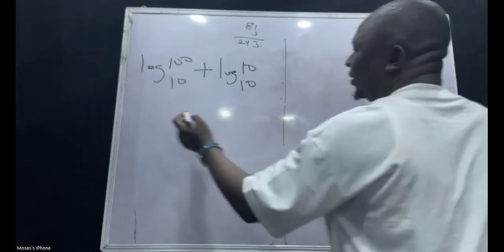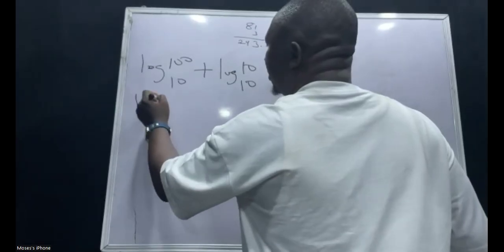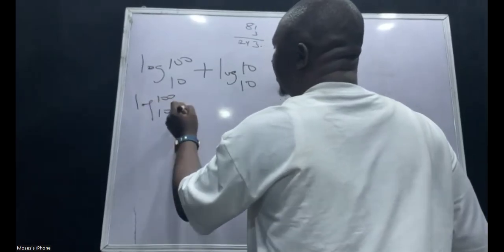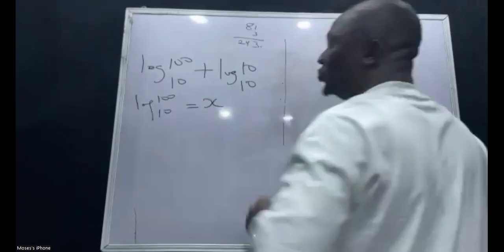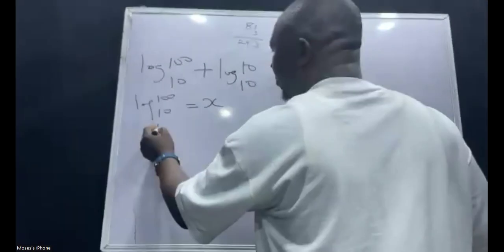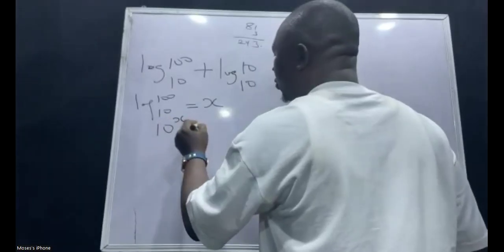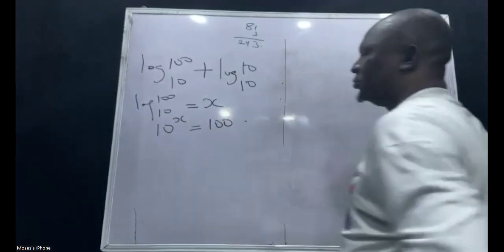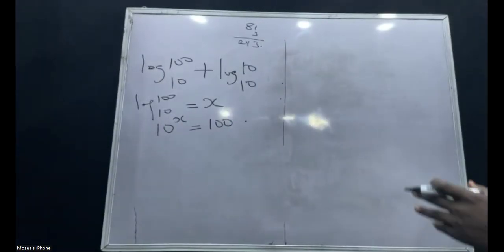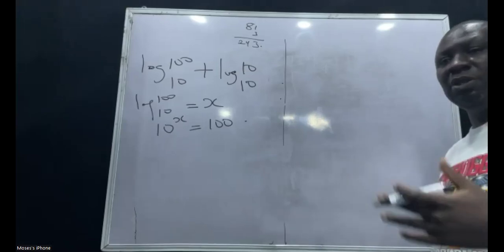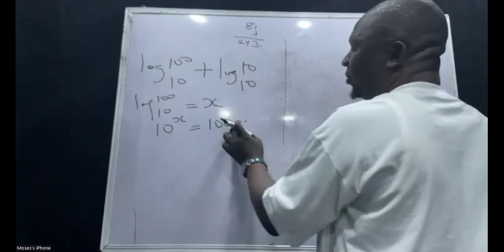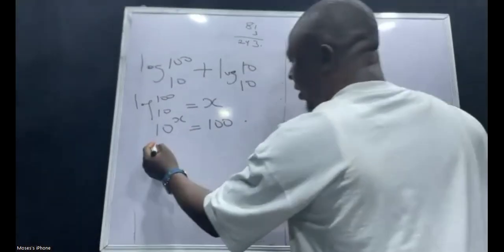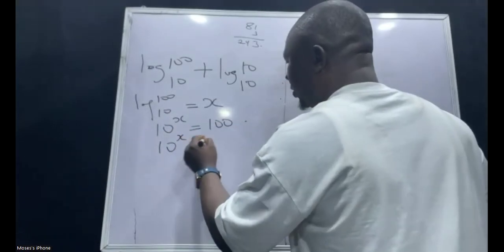The left part, log 100 base 10, if you want to convert it to indices, is the same thing as 10 raised to x equals 100. We're taught in this class how to convert logarithm to indices, which is that your base will be raised to the power, and it will be equal to the number. Therefore, when you have 10 raised to x equals what? 10 raised to power 2.